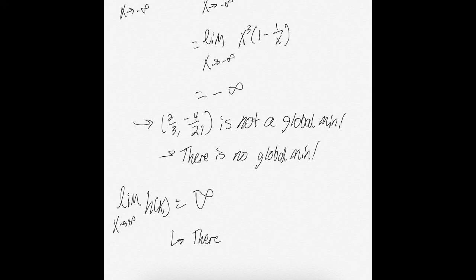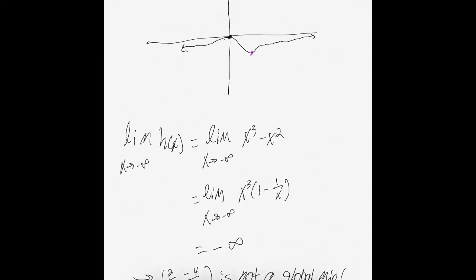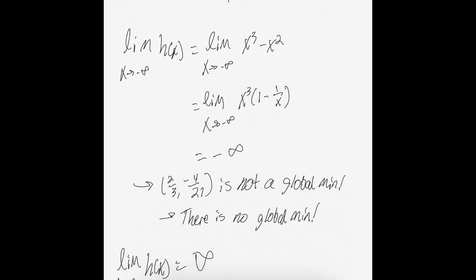Similarly, the limit as x approaches positive infinity of h of x, I'm not going to go through the work here, but that is positive infinity. And that means there is no global max for the same reasons.